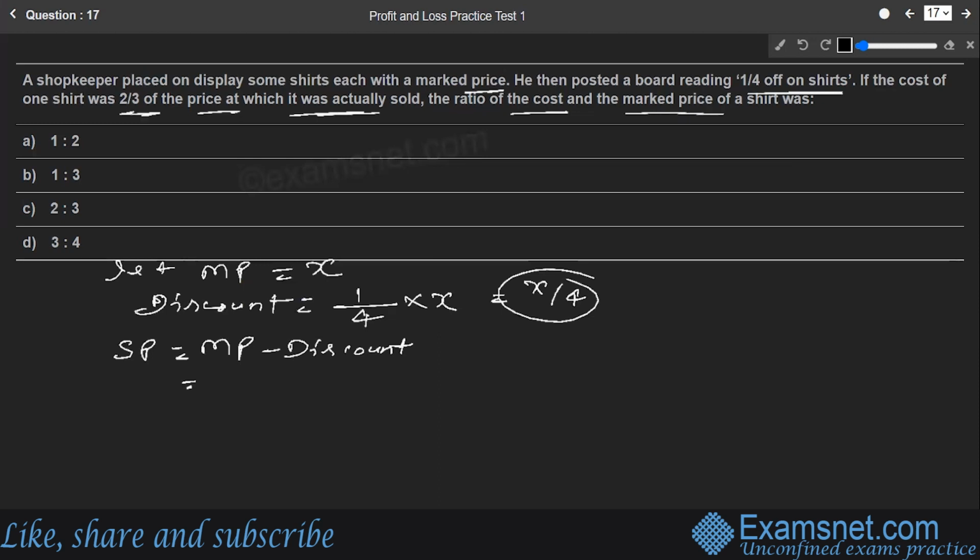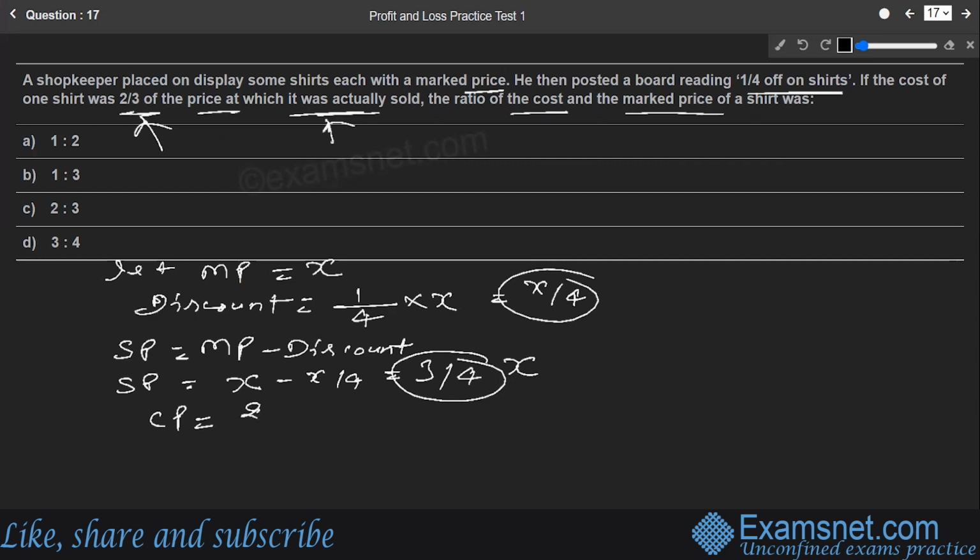So the mark price is X, minus X by 4, which is the discount. The ultimate selling price comes out to be 3 by 4 X. 3 by 4 X is the selling price. Now the cost price should be how much? As they say, the cost price of the shirt is two-third of the price at which it was sold.